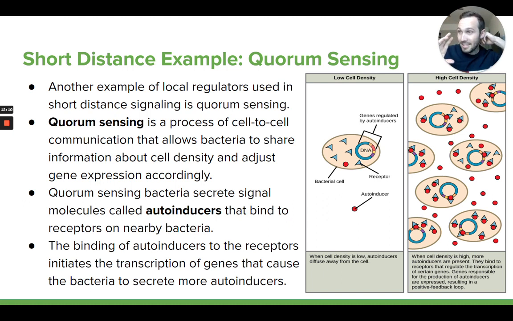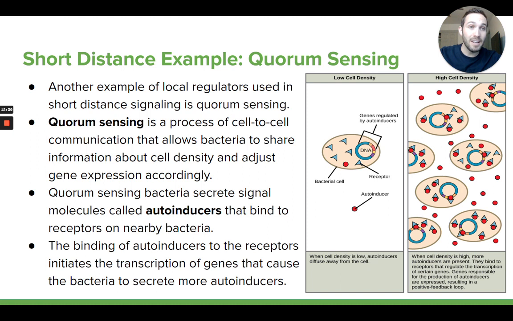Quorum sensing allows them to coordinate what they're doing. So these bacteria cells will all start doing certain things at around the same time, which is pretty cool because these are just very simple cells. Quorum sensing basically tells these cells how many other bacteria cells are around them, whether there's a lot or not a lot.